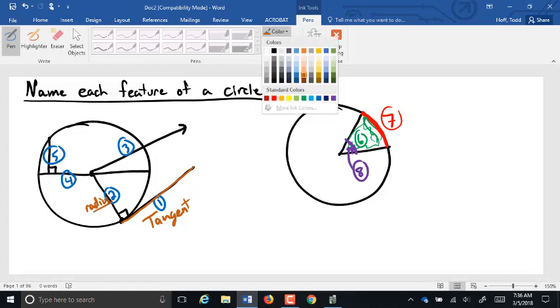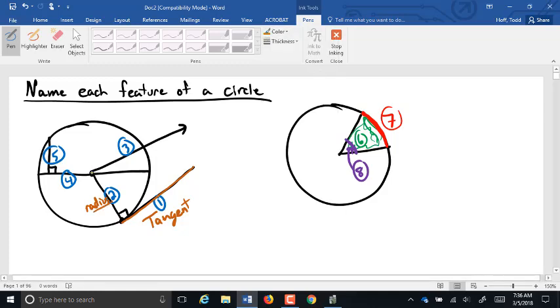3, yeah, it goes through the circle. The technical definition of a secant is it has points both inside and outside of the circle.